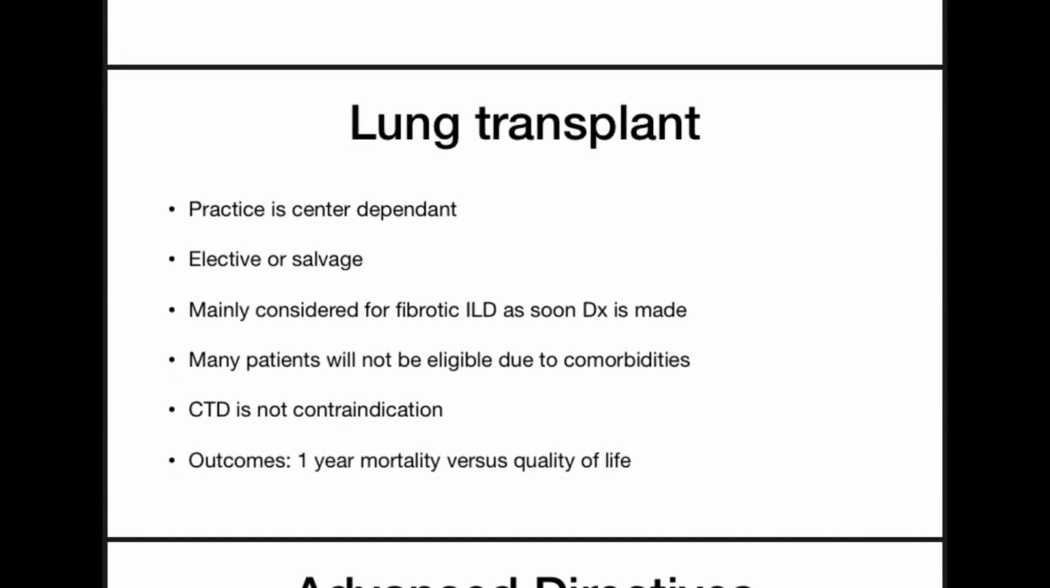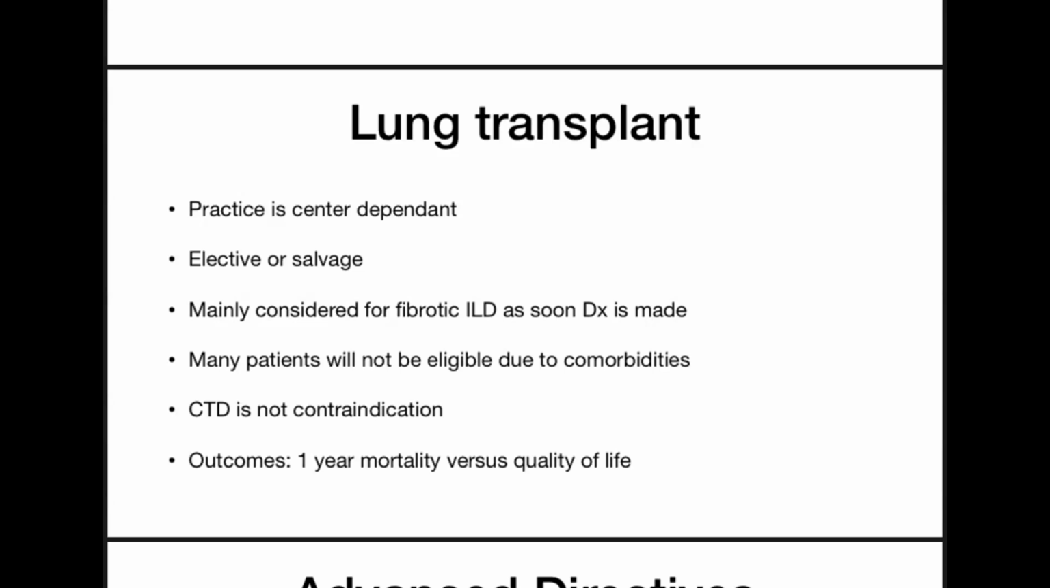Ideally, the transplant should be done electively, especially for patients with idiopathic pulmonary fibrosis. The minute the diagnosis is made, regardless of the pulmonary function tests, the patient should be put in connection with a pulmonologist and with a transplant team, just to tee them up for that. There are also some cases in which you can do a salvage transplant.